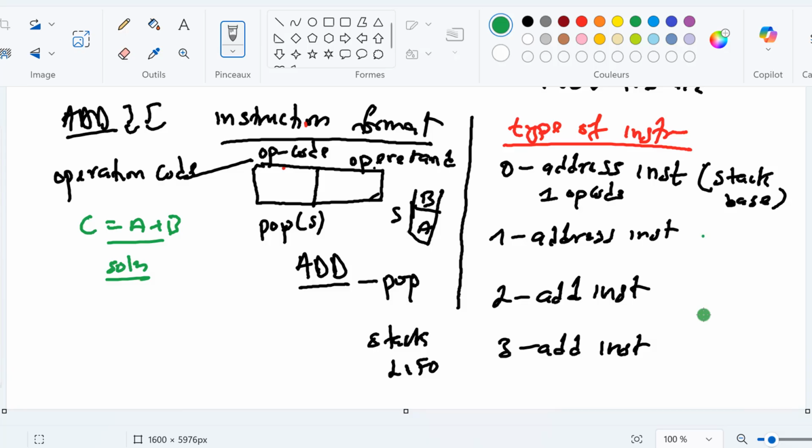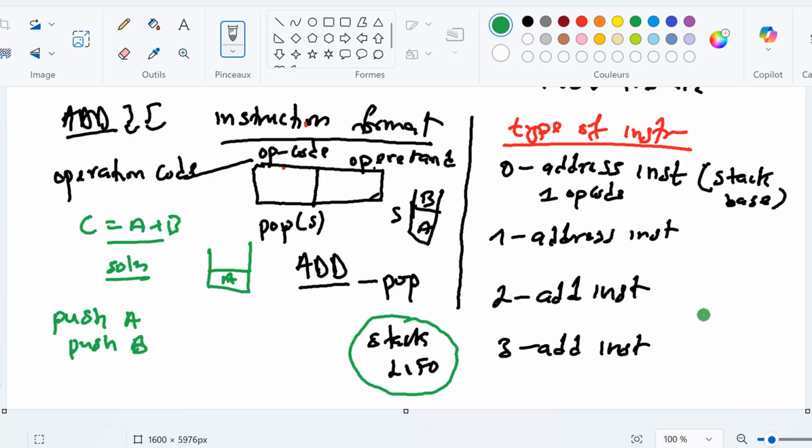Since you know that zero address is stack based, your first instruction will be push A. Push A means that in your stack, A is here. Then you say push B. Everybody knows the instruction push. That's why I was saying I hope everybody here did stack in data structures. It's easy, as I'm showing you. Now, push B.